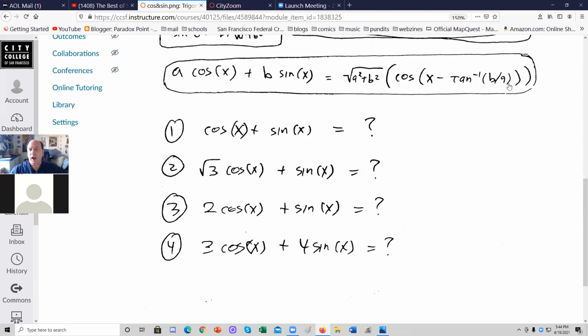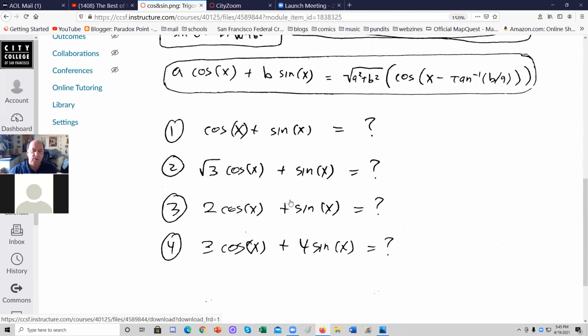You leave it either as arctangent of 4/3 or write it as, well, what will arctangent of 4/3 be? Depending on degrees or radians, it's 53.13 degrees. And you can write how many radians is that? About 0.927 radians, whatever. And for number 3, 2 cos x plus 1 sine x.